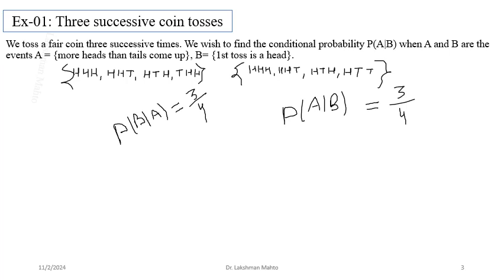You have to develop that idea, not just go through the definition of conditional probability, like computing the number of elements in A, computing the probability of A intersection B, then computing the probability of B individually.